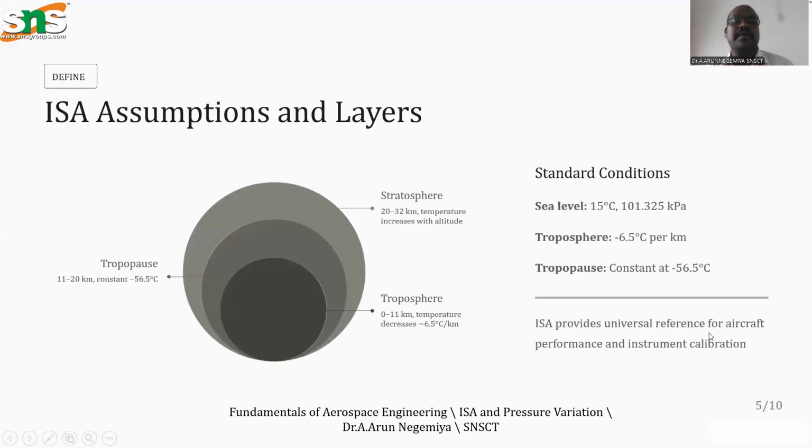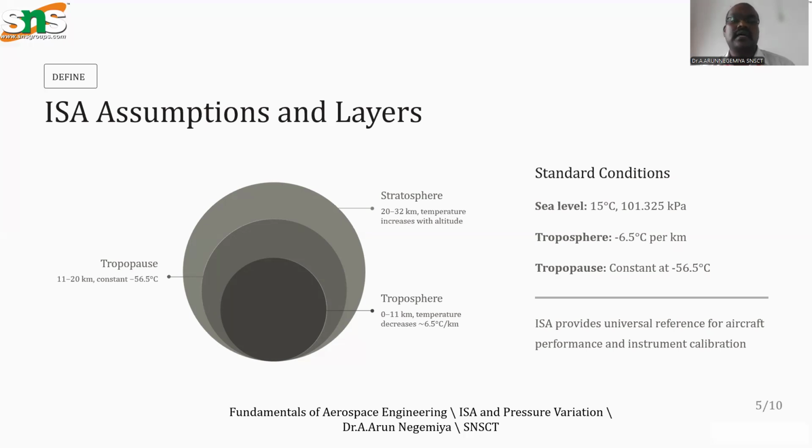Next one is the ISA assumptions and layers. The International Standard Atmosphere can be classified into three layers. First one is the troposphere, then the stratosphere. The troposphere extends from 0 to 11 kilometers from the earth, and the stratosphere extends from 20 to 30 kilometers from the earth.